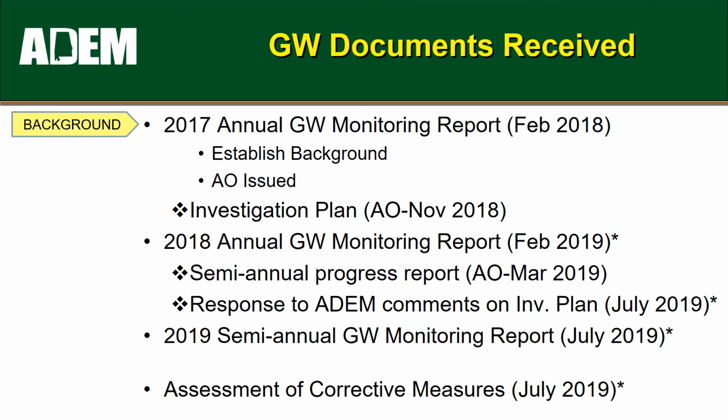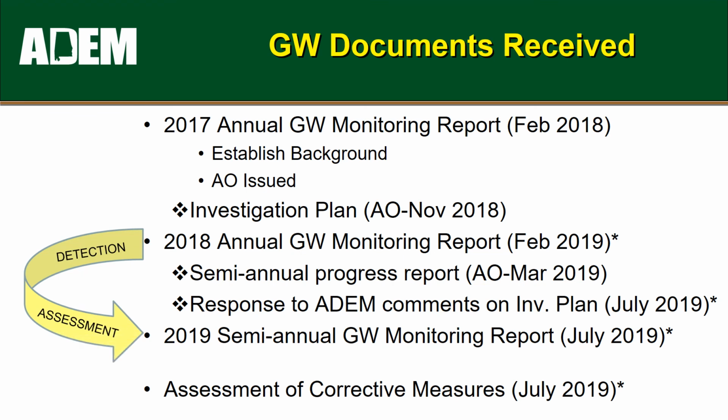2018. Next, in response to the administrative orders, the department received investigation plans which detailed plans to investigate the groundwater contamination at each site. In February of 2019, the department received the 2018 Groundwater Monitoring and Corrective Action Report for each facility. By the time of submittal, the facilities had established background, begun detection monitoring, and transitioned to assessment monitoring. In July of 2019, the facilities submitted the semi-annual groundwater monitoring reports, which detail how the facilities had moved from assessment monitoring to an assessment of corrective measures.